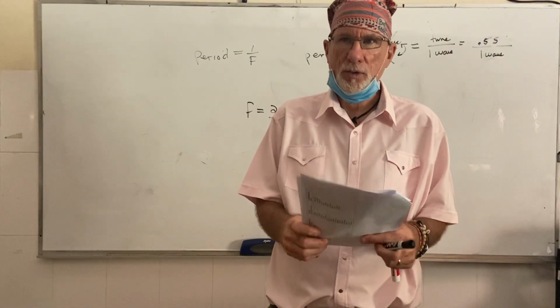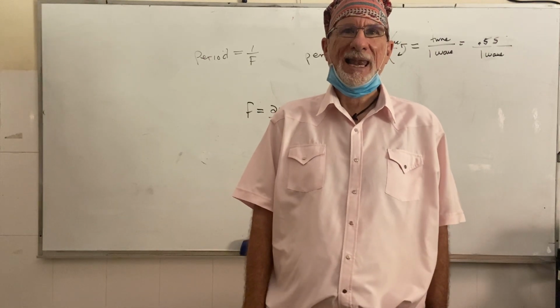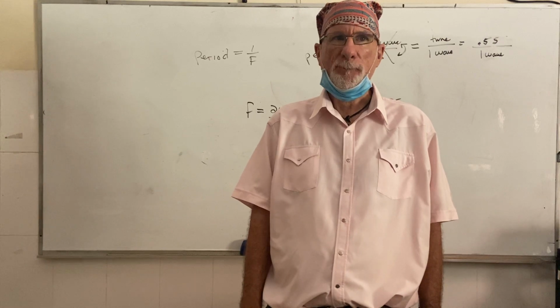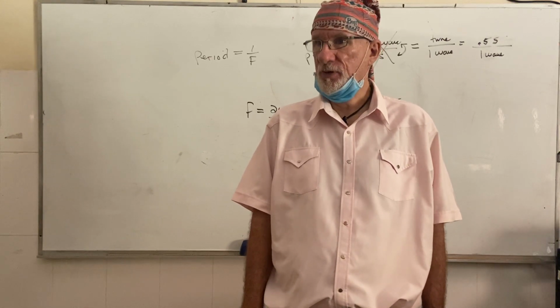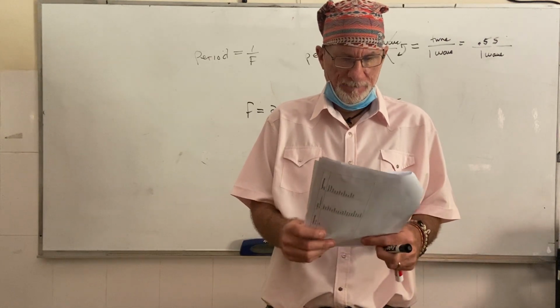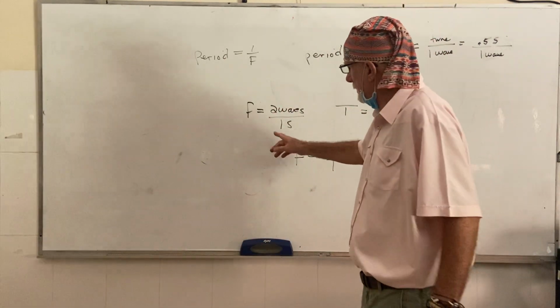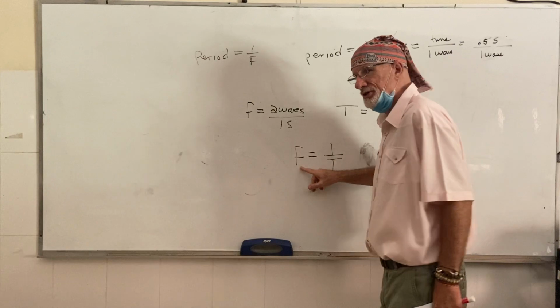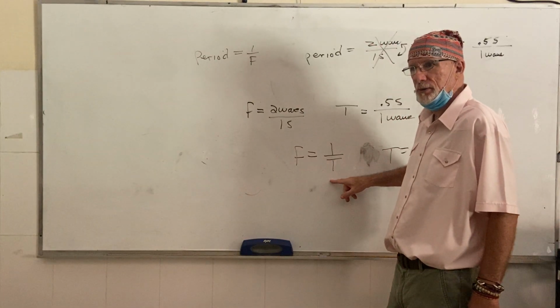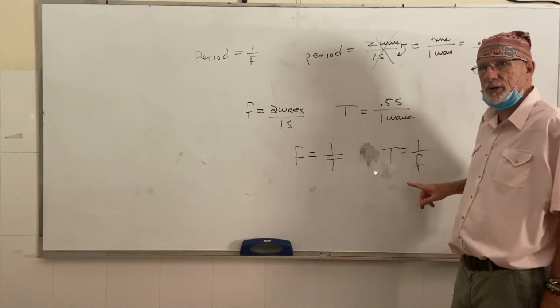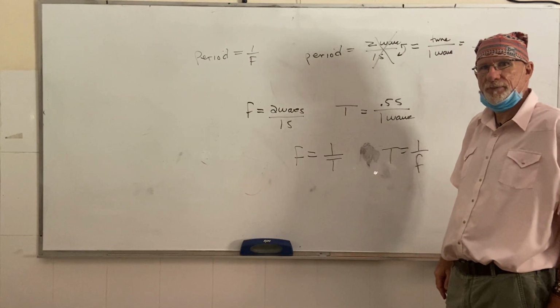You've got to know wavelength. You've got to know the relationship between frequency and period, and between period and frequency. What's the relationship? It's right here. That frequency is the reciprocal of period, and period is the reciprocal of frequency. Clear? Alright.